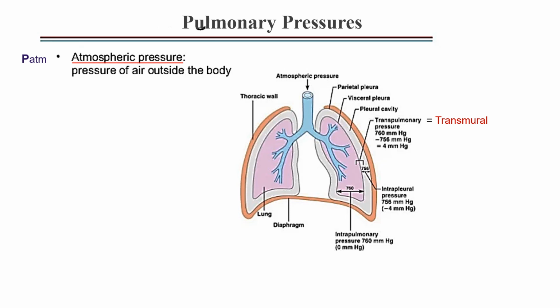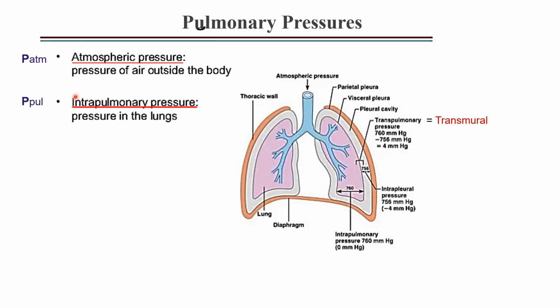A few abbreviations and things for pressures. Remember that atmospheric pressure, that's the pressure outside the body. At sea level, that's normally around 760 millimeters of mercury, or 1 atmosphere. So PATM is the atmospheric pressure.